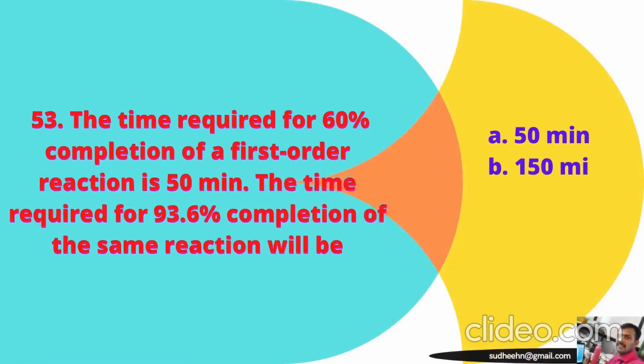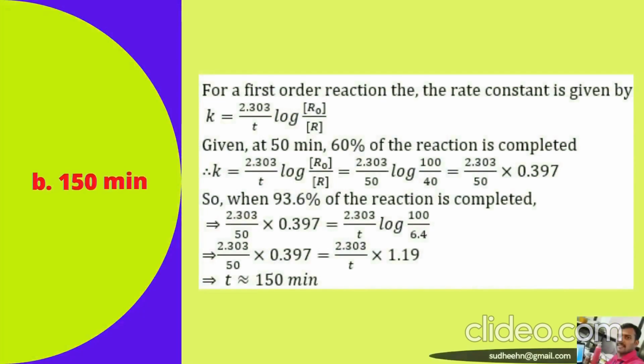The time required for 60% completion of a first order reaction is 50 minutes. The time required for 93.6% completion of the same reaction will be: option A, 50 minutes; option B, 150 minutes; option C, 100 minutes; and option D, 83.8 minutes. And the right answer is option B, that is 150 minutes.